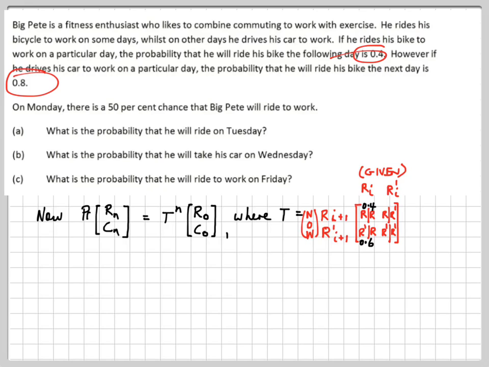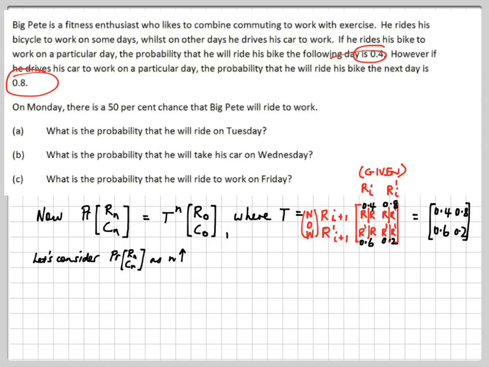And the next bit tells us that if he drives his car to work on the previous day, the probability that he will ride. That's ride given not ride. So where's that on our matrix? Wait a minute. Ride versus not ride. That's top right, 0.8. Good, we've got it. Therefore, the other bottom right must be 0.2. Good, we've got our transition matrix now. That's our key to everything, guys.